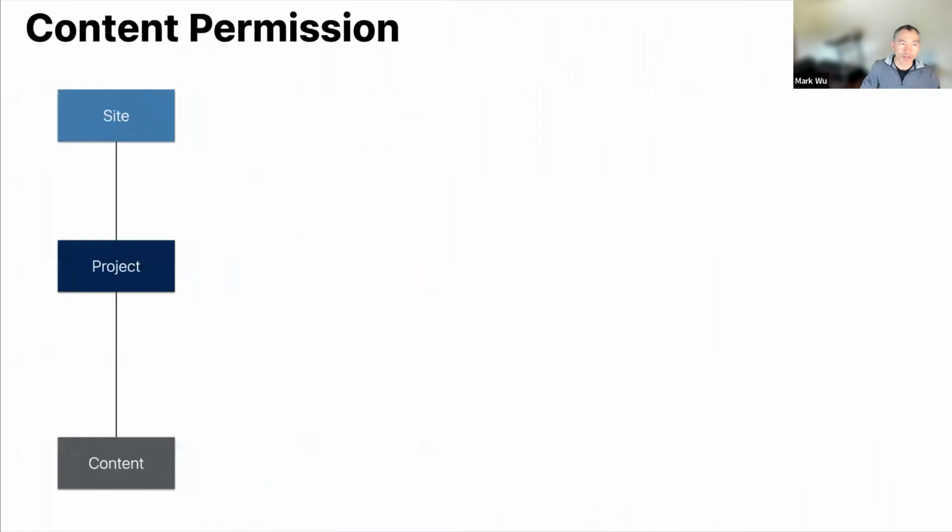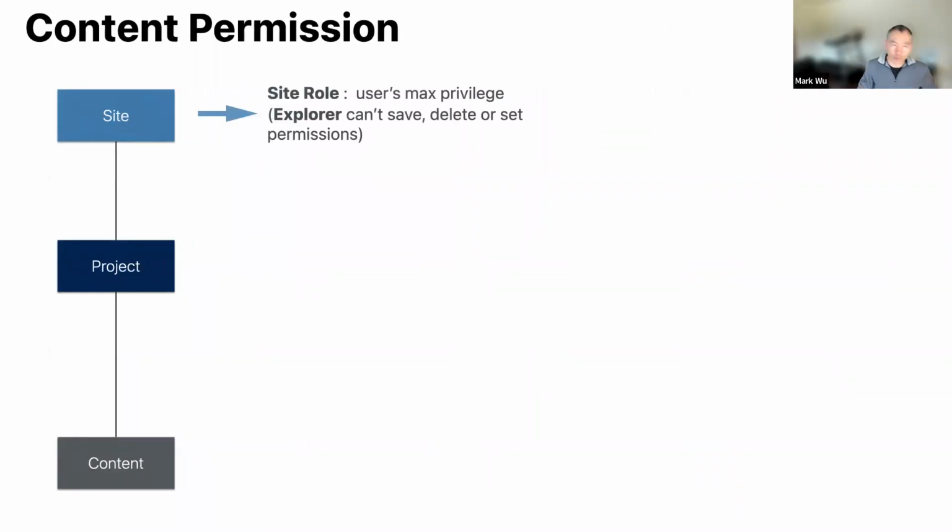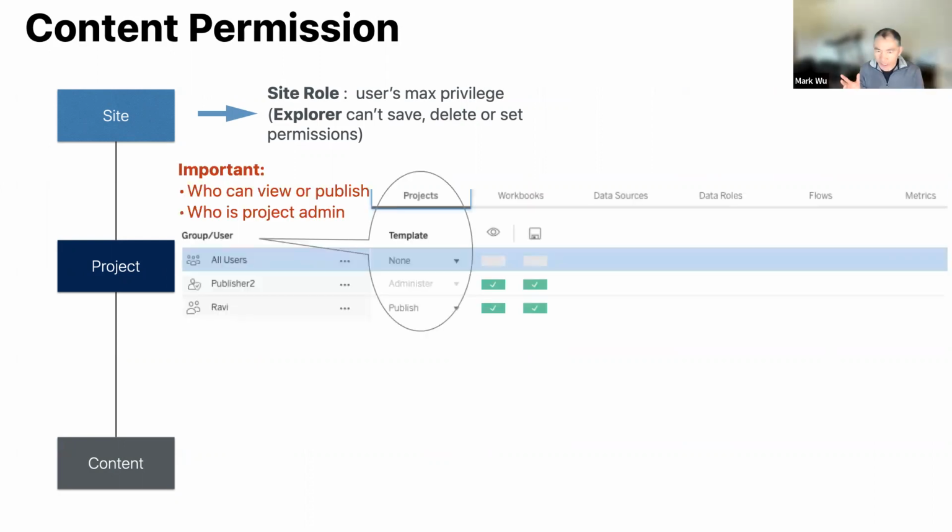All right. Just a recap, we talked about site role as the maximum privilege. We talked about the project level permission, who can publish to my project, who is the project admin, and of course, who is the project owner. We also talked about the difference between the owner and the admins of the project. Mainly, the owners can delete a project, or project owners can rename the project. All the rest are the same as project admins, which all have a lot of privileges.